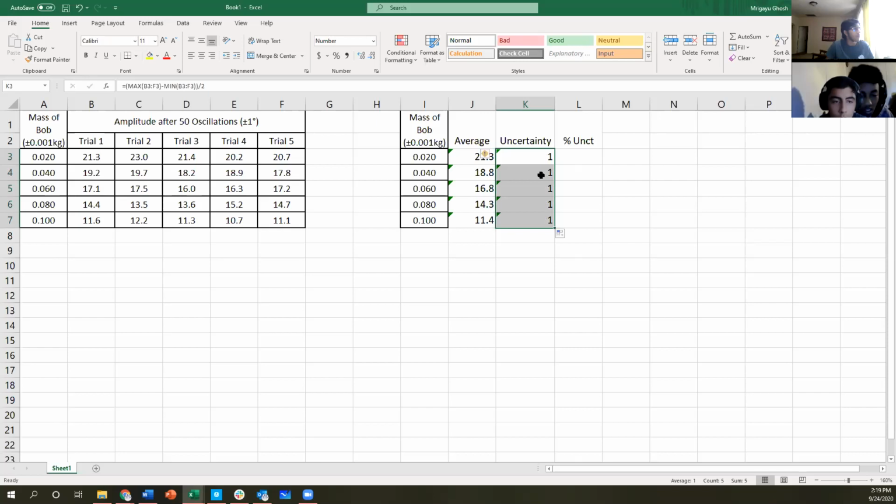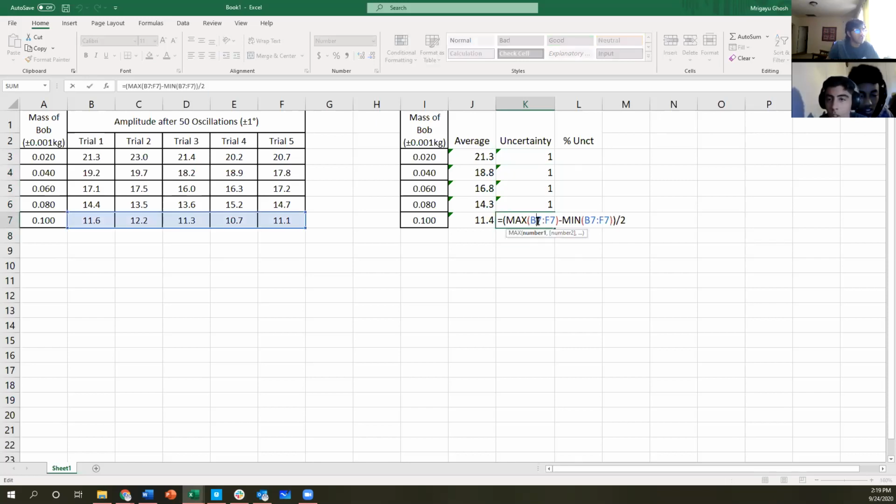Wait, I don't think that worked, did it? Actually, it did work. So it turns out that the uncertainty is actually just 1 for each of them. I got 5 for each of them. You said it was max minus minimum, right? So 21.3 minus 11.4, and then divide by 2. Did you do the divide by 2? See, here's the thing. I don't do the numbers myself, because you might mess up. If you just let Excel take care of it using the formulas, then you don't have to worry about whether you messed up the calculations or not.